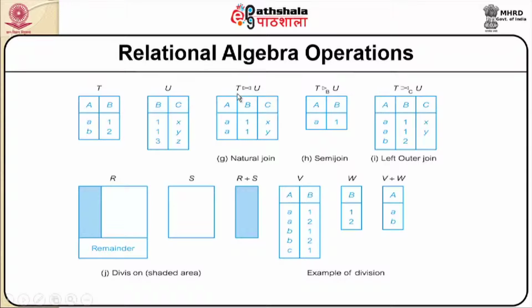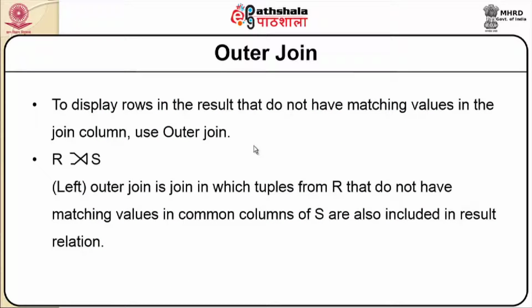This indicates the natural join happening between two different relations T and U. T has two attributes A and B, and U has attributes B and C, where B is common between the two relations. In this specific case, B has two 1s here, so it will be mapped like A1x, A1y, which will be the result of this natural join between the two relations T and U. The other operator that we introduce within join is outer join.